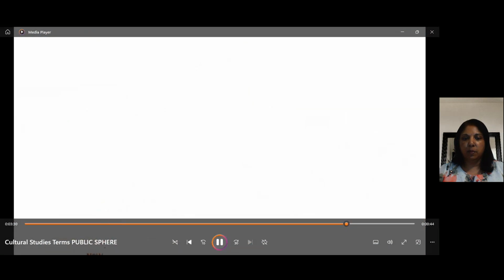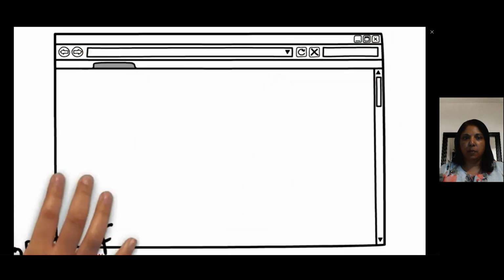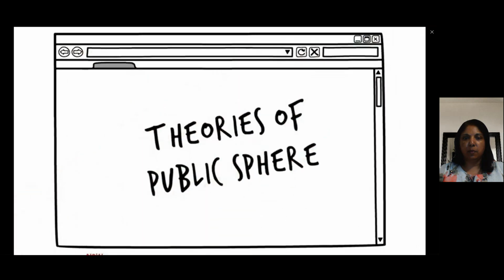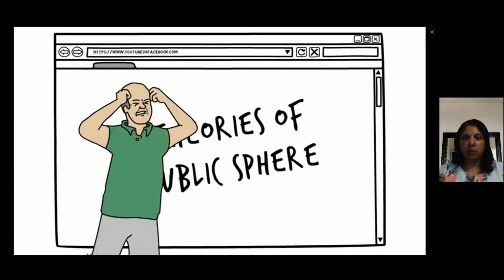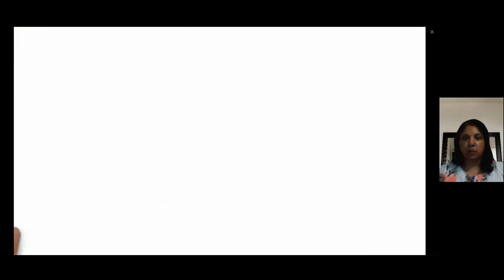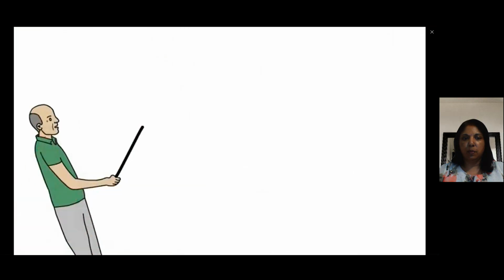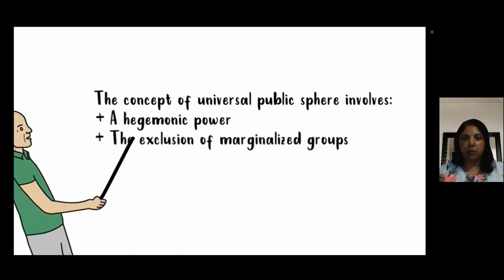Theories of the public sphere are now being applied to internet technologies and the social media, as in YouTube or Facebook. However, critics have objected to the entertainment value, consumerism, and sensationalism of these platforms. Critics have also pointed out that the concept of universal public sphere involves a hegemonic power and the exclusion of marginalized groups.